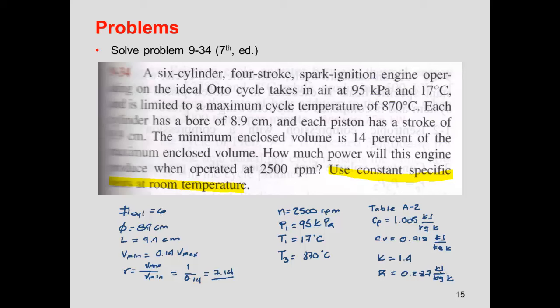So before we forget, remember that we need to change everything to Kelvin. So this is 290, and this is 1143 Kelvin. Okay, so we are ready to start.